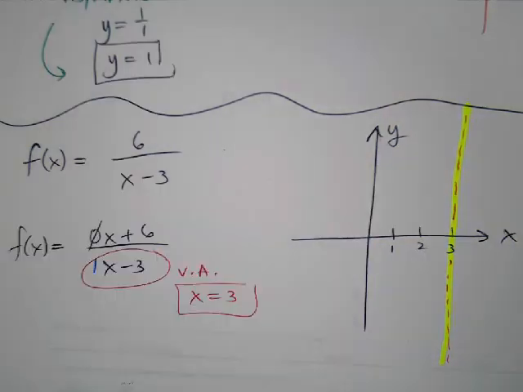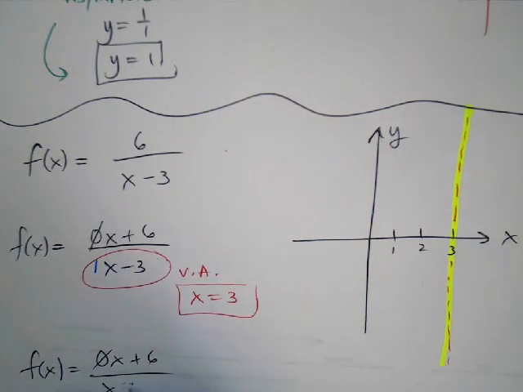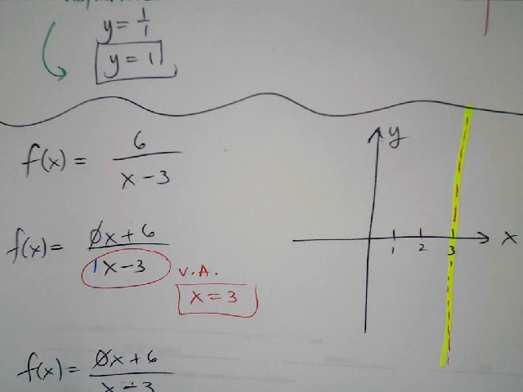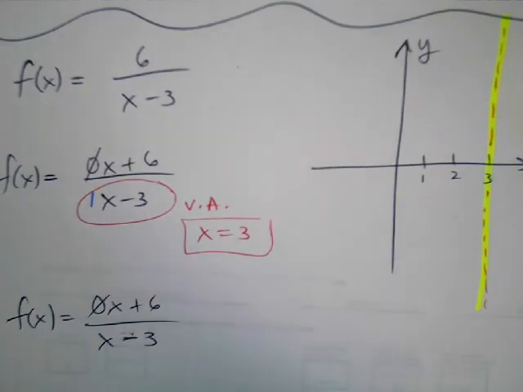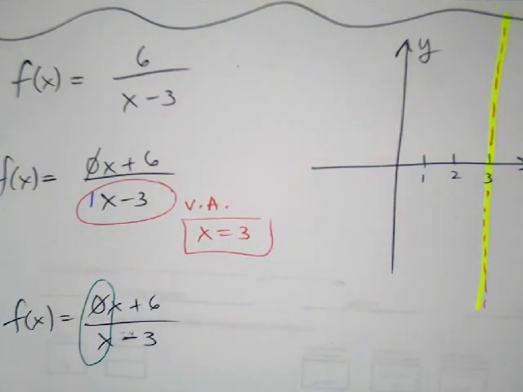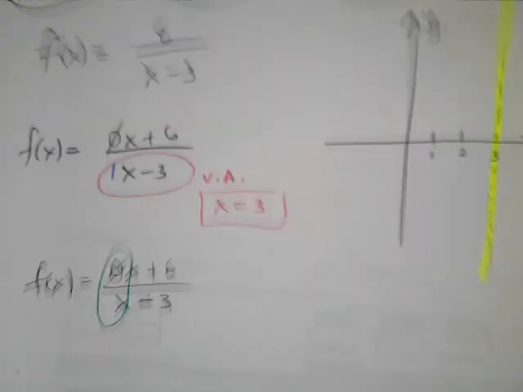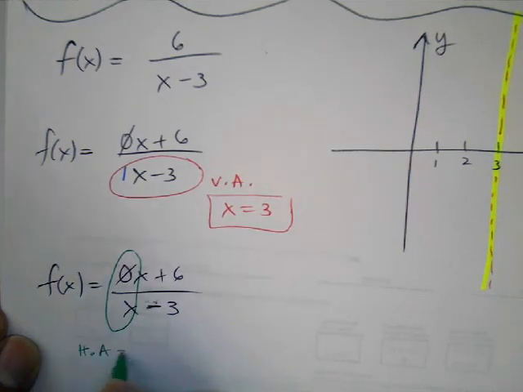Now when I look at this, let me just write it again over here. Remember, there's no x over here. Now when you look at here, you get 0 over 1. I'm sorry, not the vertical asymptote, the horizontal asymptote.